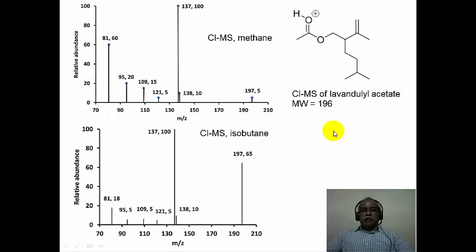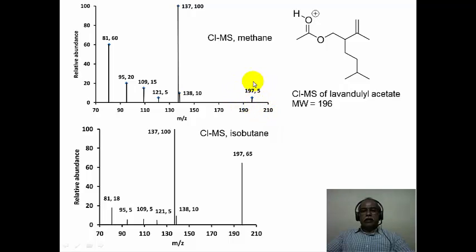These are some examples of chemical ionization mass spectra with methane as the reagent gas. The compound is lavendulyl acetate. This is an essential ingredient of the lavender flower, the fragrance responsible for the lavender flower. The molecular weight of this compound is 196. What is registered in the mass spectrum is 197 as the molecular ion peak. This is essentially because of the protonation. The proton adds one mass unit more to the molecular weight.